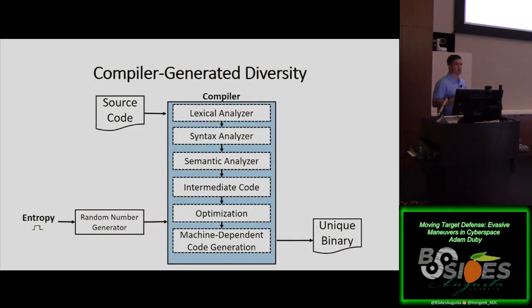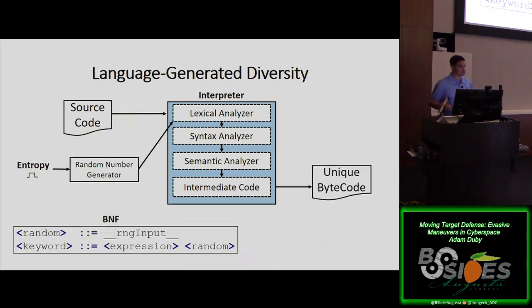Now let's talk about a little bit of the research area I'm mostly interested in, that's compiler-generated diversity, where every time I compile a piece of software from source code to target code, it gives me a different version. Some sort of random number generator injected into the optimization scheme of the compiler can give me a different version of the software every time.